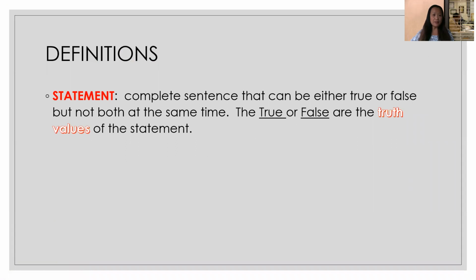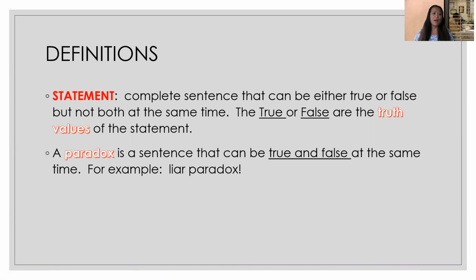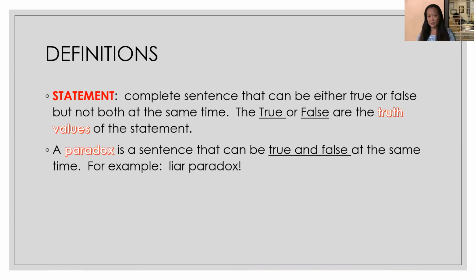A statement is a complete sentence that can either be true or false, but not both at the same time. Okay, the true or the false value are what we call truth values of the statement. Now, a paradox is a sentence that can be true and false at the same time.